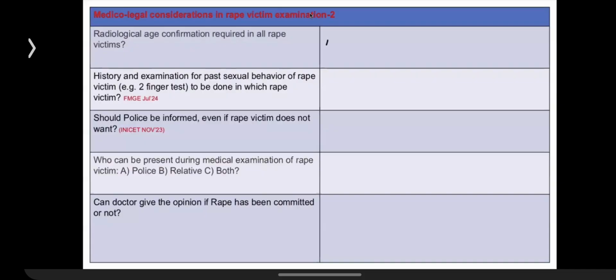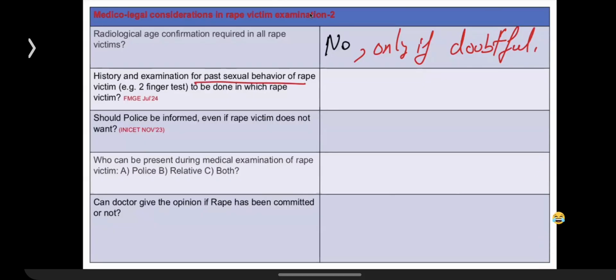Is radiological age confirmation required or not? Only if there is doubt. Otherwise, the Aadhaar card, PAN card, and 10th mark certificate are more reliable. History and examination of past sexual behavior, for example the two-finger test: should it be done? Never. It should never be done because we are concerned with the current rape, not the past history. Should police be informed even if the rape victim does not want? Yes, because it's a major offense. Who can be present? A relative can be present. Police should never be present.